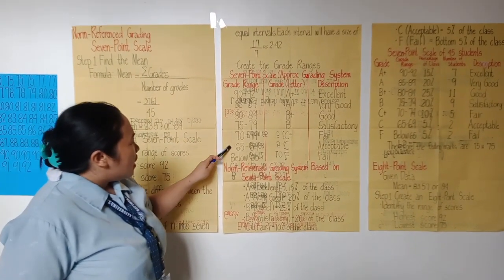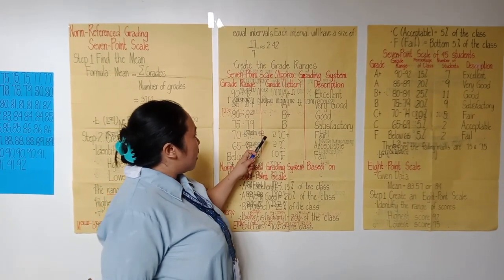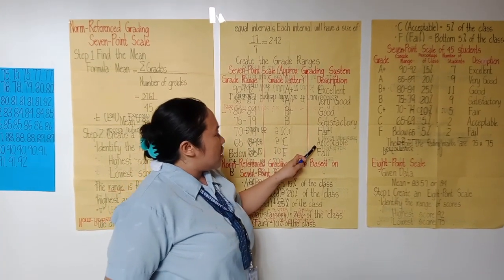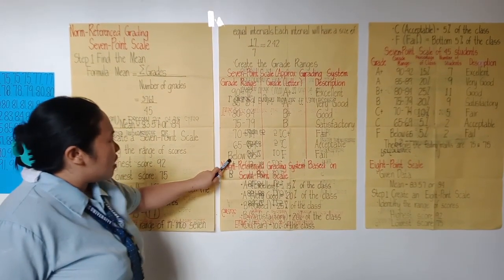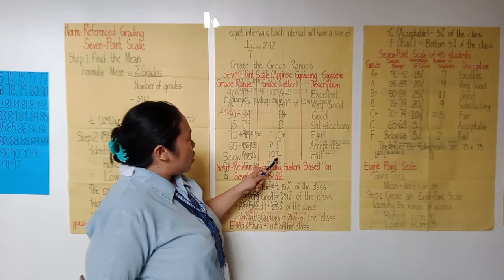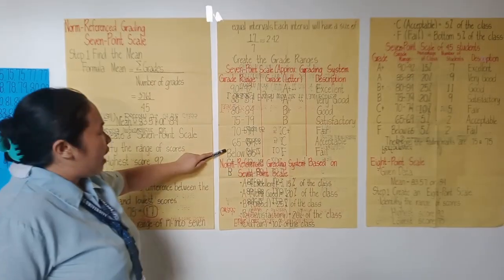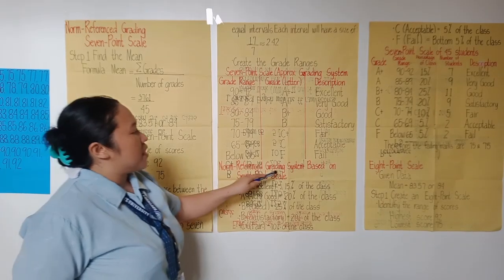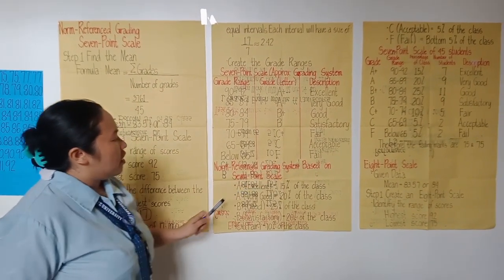Then 65 to 69 corresponds to grade letter C, and it is described as acceptable. And then last is below 65, which corresponds to F and is described as the failing mark. Now we will get the norm reference grading system based on the 7-point scale.